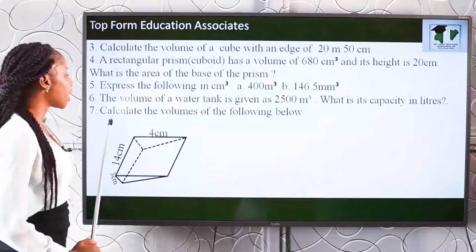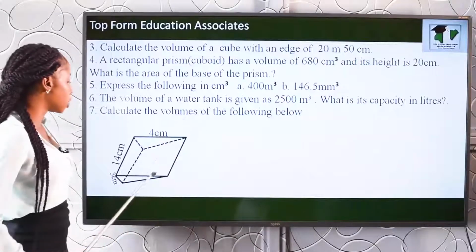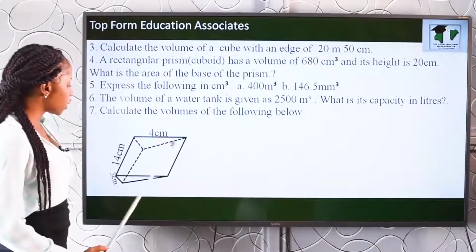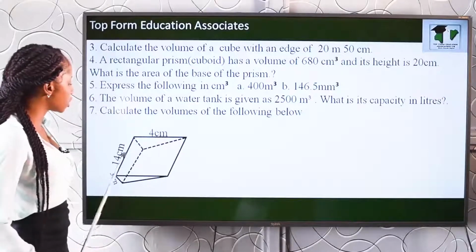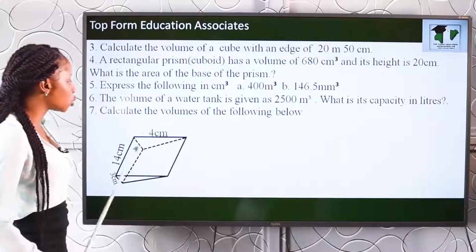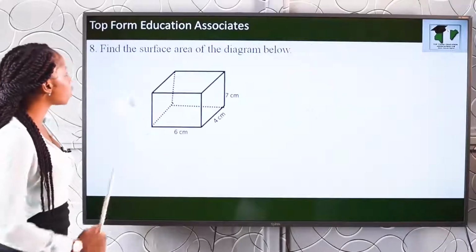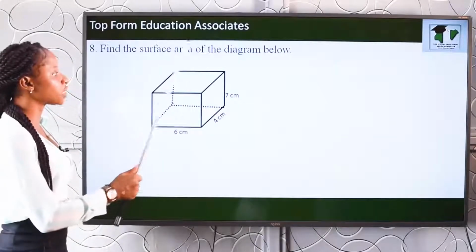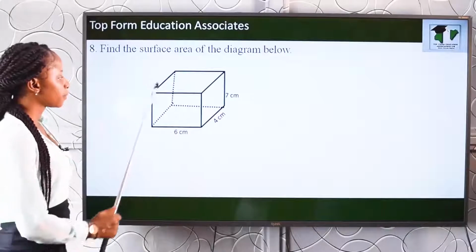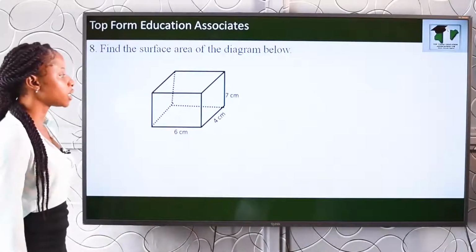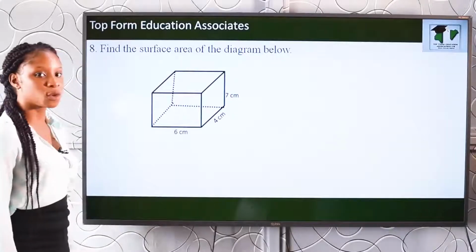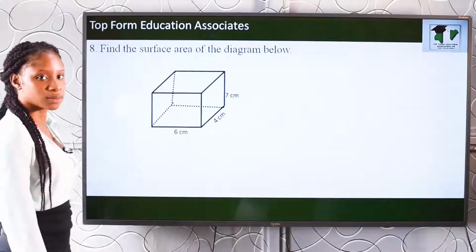Number seven, calculate the volume of the following. We're given a prism here. We have to calculate the volume of this prism. This is a triangular prism. Let us look for the volume. Now, number eight, find the surface area of this diagram. We have a cube here, and we're asked to find the surface area. I'm going to give us a few minutes to do these evaluations.